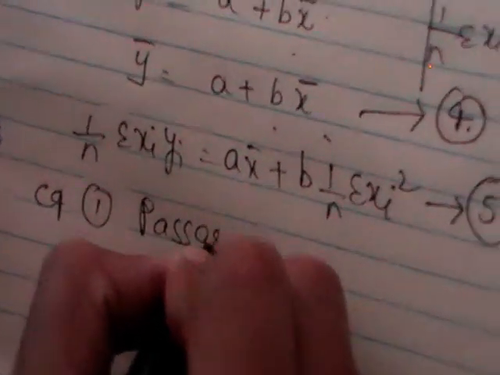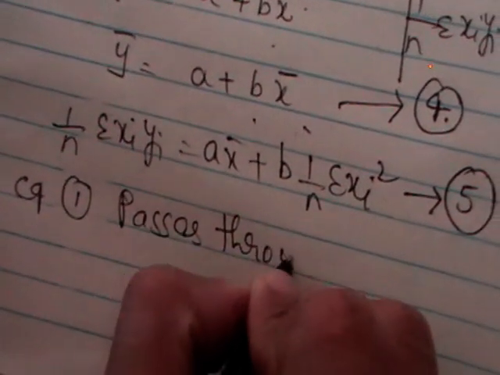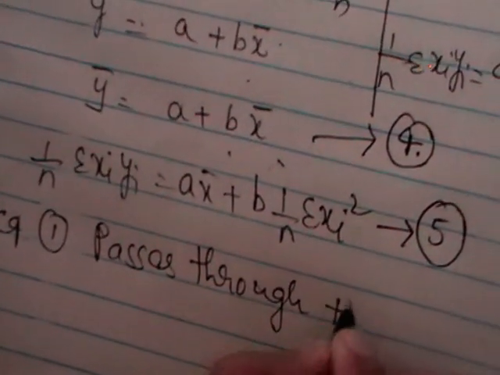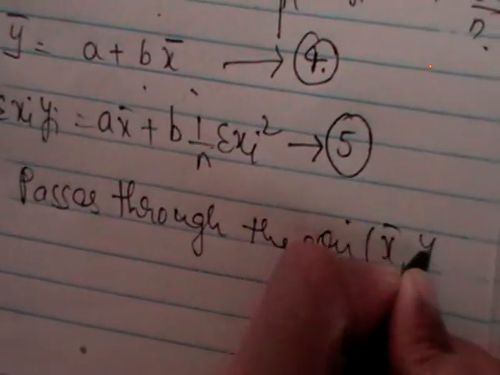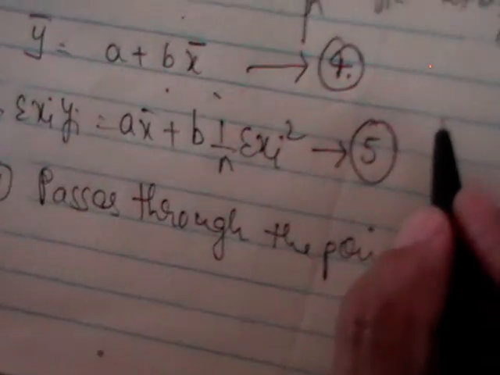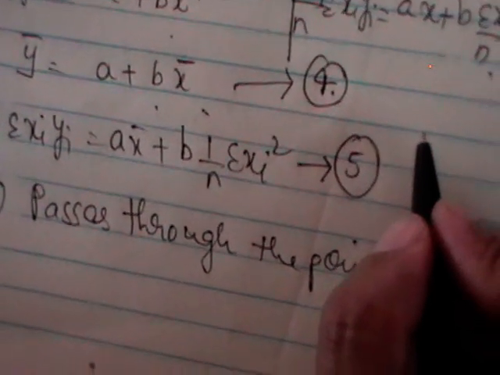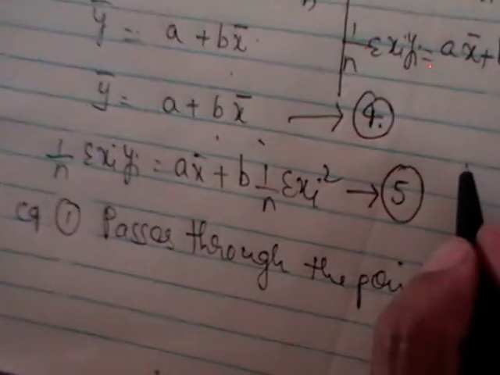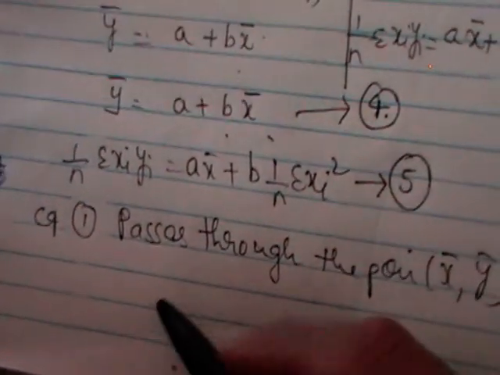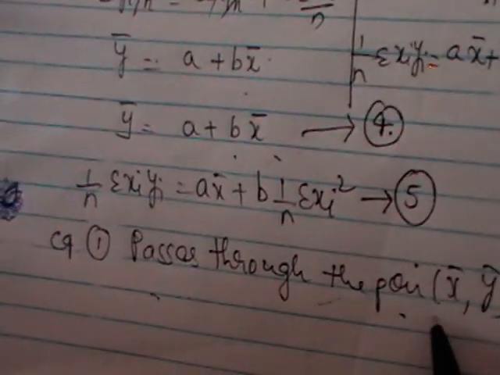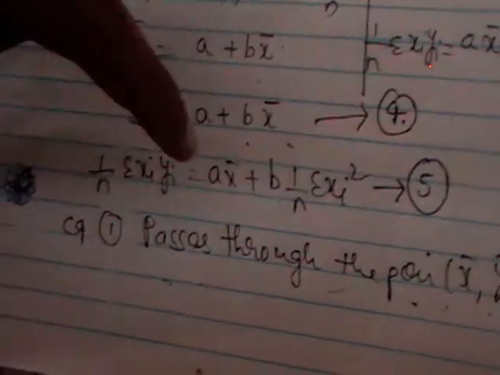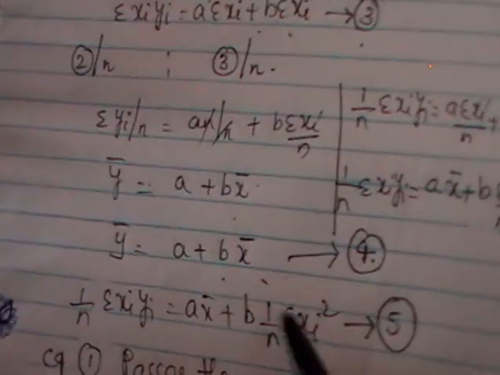passes through the point x bar comma y bar. So if you observe 1 and 4, in place of x you have x bar, in place of y you have y bar. By comparing these two, we can say that equation 1 passes through the point x bar comma y bar. So this is the observation.